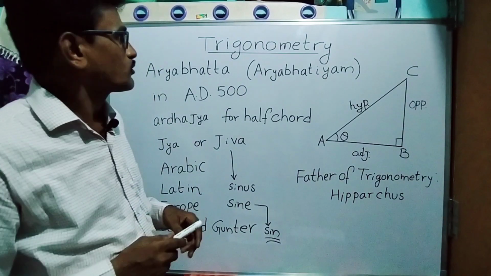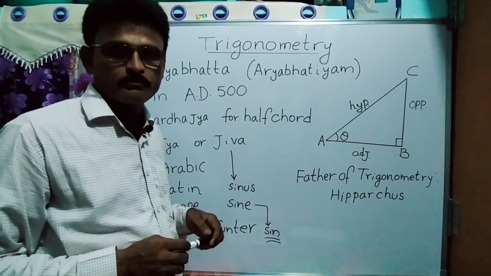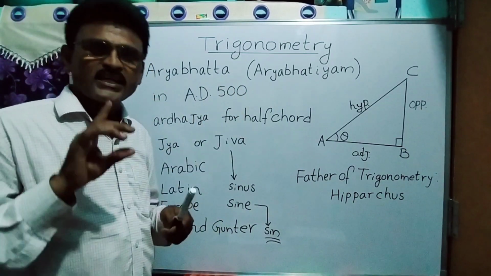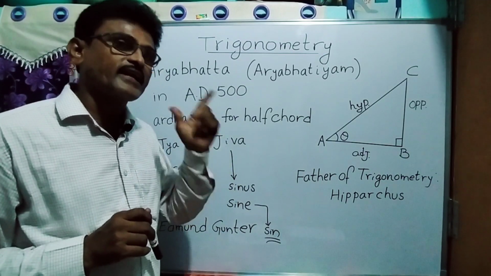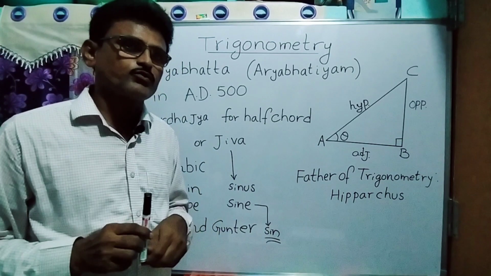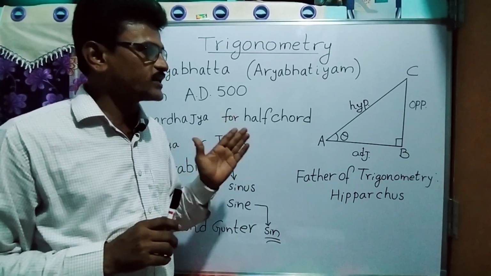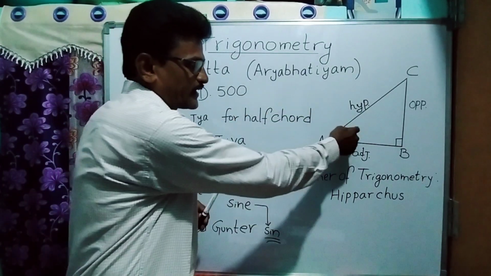What is the meaning of trigonometry? What is the subject of trigonometry? It is the branch of mathematics which deals with the relationship between sides and angles of a triangle. That's particularly a right angle triangle.